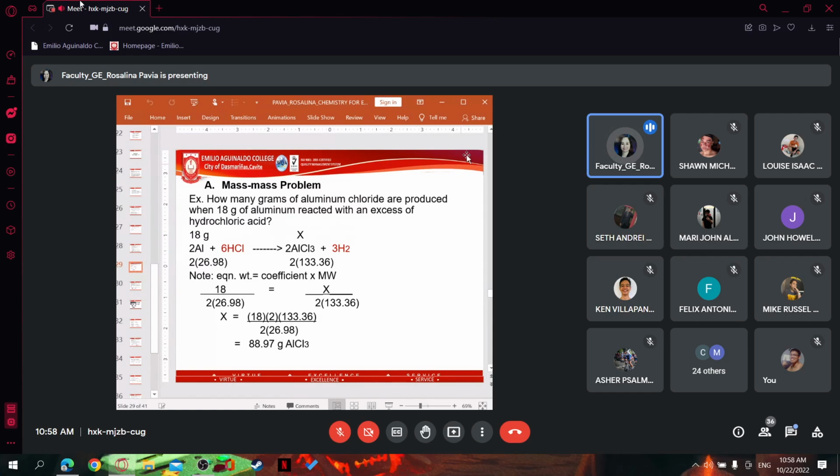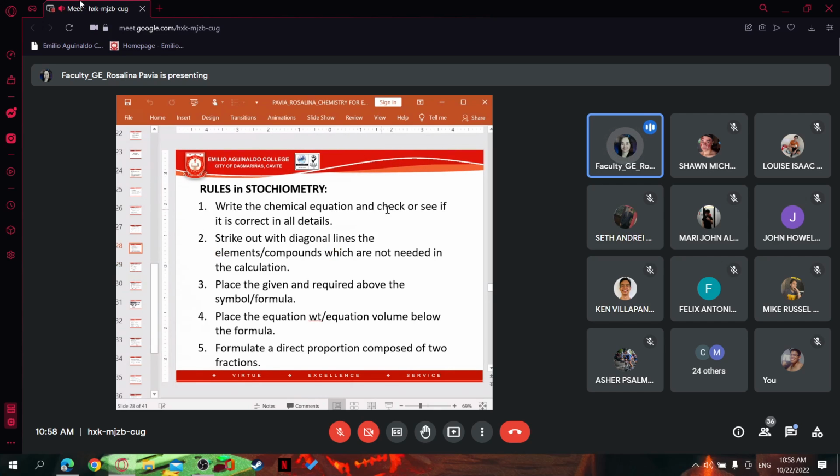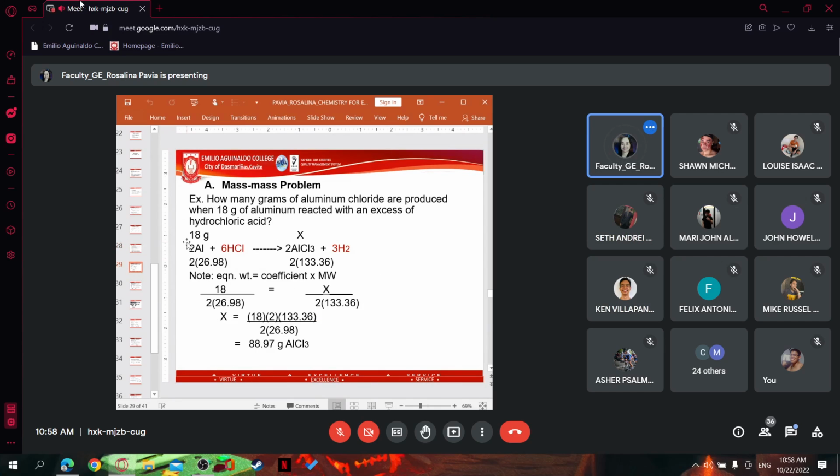Okay? So, rule number 1, write the chemical equation and check or see if it is correct in all details. So let us check if it is balanced already. 2 aluminum in your reactant, 2 aluminum sa product. 6 hydrogen sa reactant, 6 hydrogen sa product. Then you have 6 chlorine also in your product. So balanced. Step number 2.